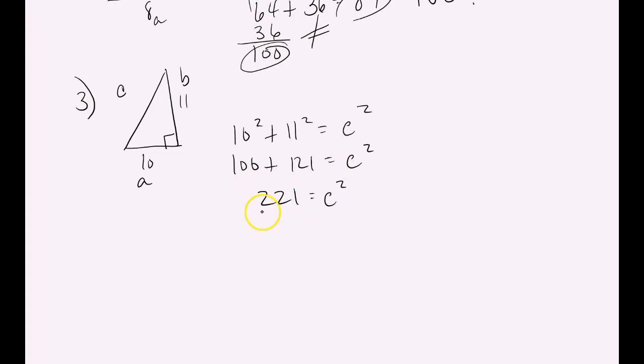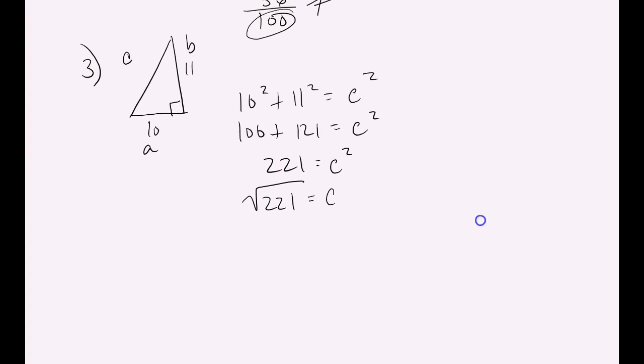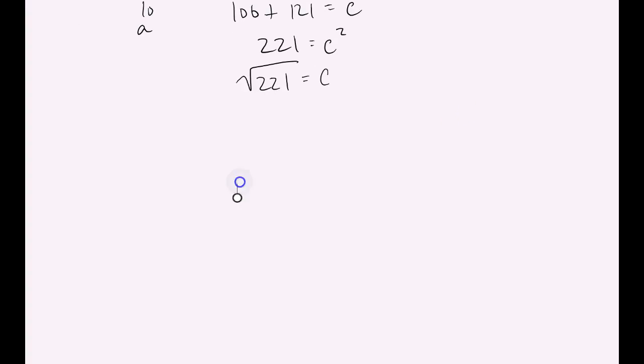Now I do not know what number times itself equals 221, so I'm going to leave it like that, okay? And the answer is probably going to be like 14 point something if you did it in the calculator, okay? But I'm going to leave it just like that.